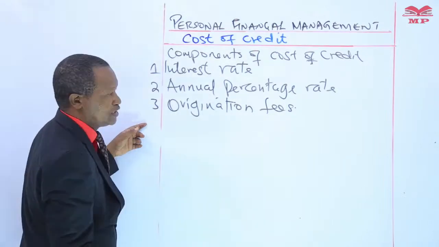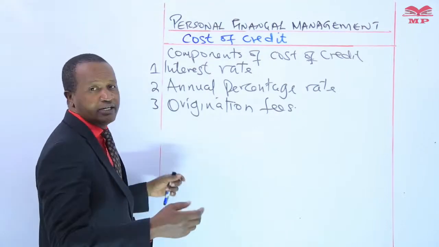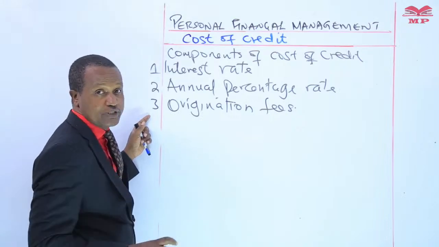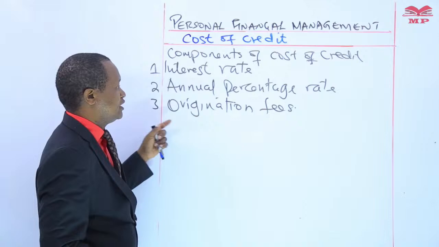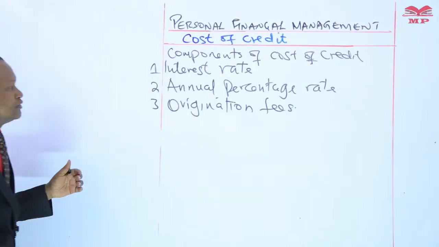When you make a loan application, the application has to be processed. The bank or the lender has to subject that application to various processes, and that comes at a cost we are calling origination fees.